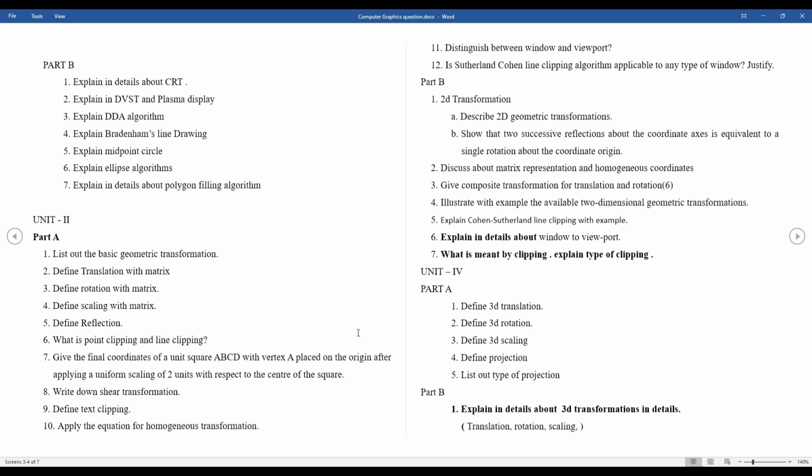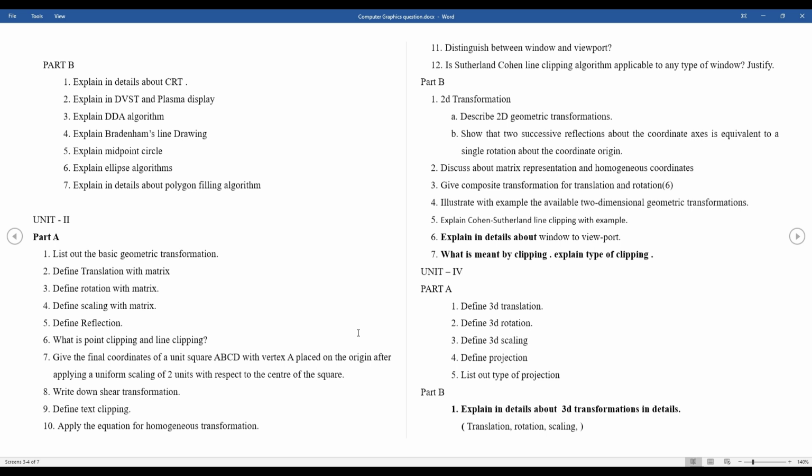First write the definition and what the algorithms are. After that, give some example for that. Likewise, the Bresenham line algorithm: what is the line algorithm, what formula is to be written, and the algorithm needs to be written. After that, write an example and give the explanation for that. Similarly, the midpoint circle algorithm is the same, and the ellipse algorithm may also be expected, along with the polygon filling algorithm.